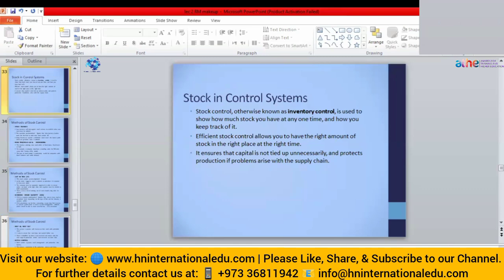Stock control systems. Now that is another way to control the inventory. Stock control, otherwise known as inventory control, is used to show how much stock you have at any one time and how you keep track of it. Efficient stock control allows you to have the right amount of the stock in the right place at the right time. Like we have the estimation in that month of which type of product must be at what quantity. So it ensures that the capital is not tied up unnecessarily and protects production if problems arise with the supply chain.